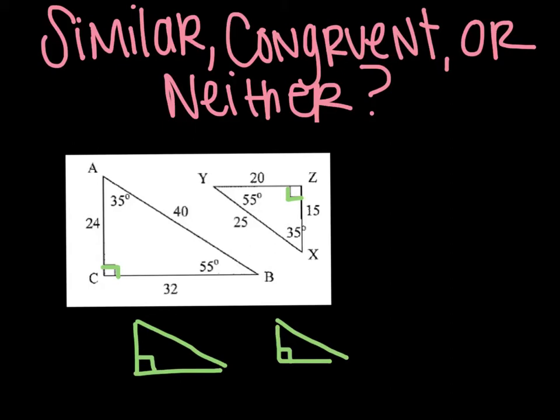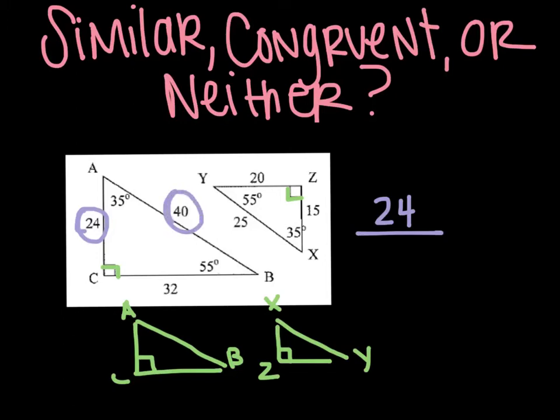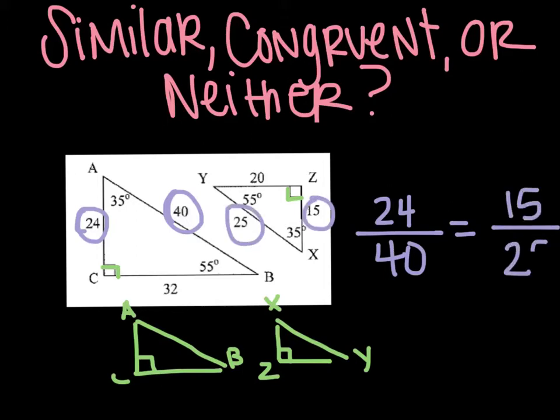And when we do that, this is Z, this is Y, and this is X. This is A, C, and B. And then if we can compare those, we can see that they have the exact same angles. And then you're looking to see the proportional relationships. So if I were to compare this side, so 24, and then the hypotenuse there, so the long side would be 40. If that equals the 15 to the 25, if this is the same thing, it would be similar.